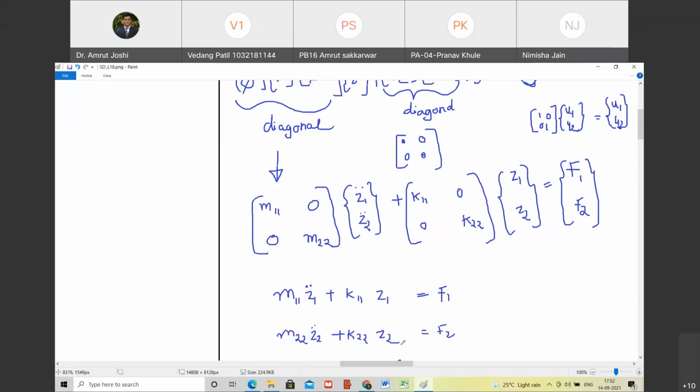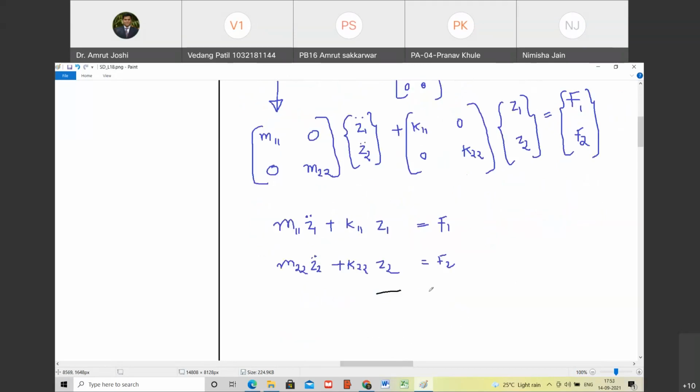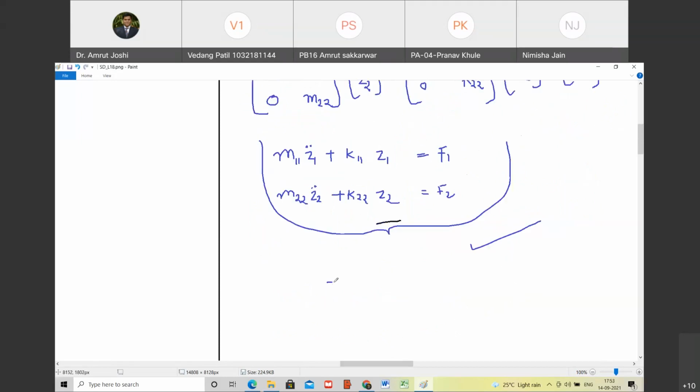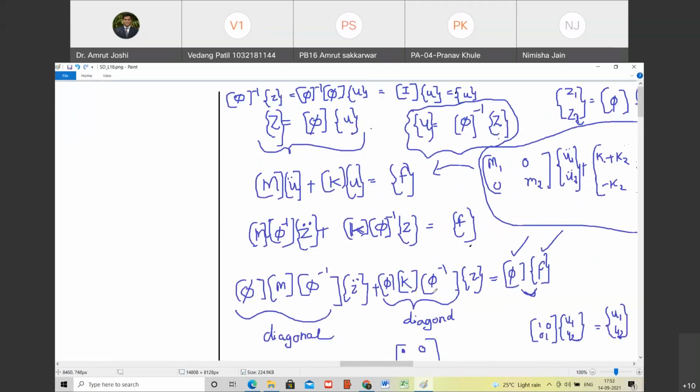Does it involve Z1? No. So is it like a single degree of freedom system? Do I have a solution for it? Yes, I have a solution for it. Are you with me? So can I solve this too? Yes, I can solve it. Once I solve it, what do I get? I get Z1 and Z2. Do you agree with me? But what I wanted was U1 and U2. Why are you giving me Z1 and Z2? Are you with me?